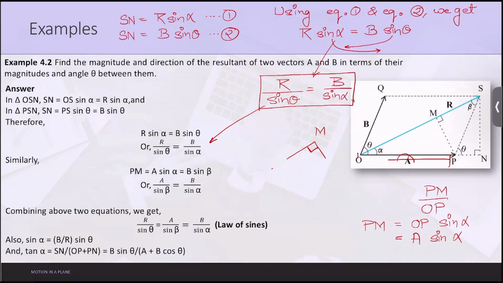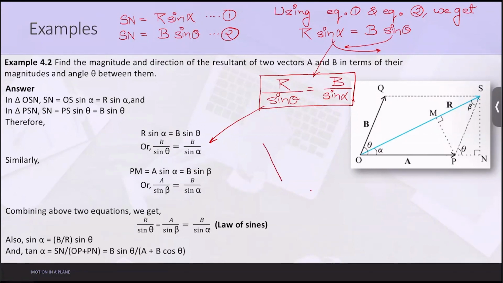Fine. So let me just clear this. Similarly, for calculating B sine beta, how can we calculate it? Let us look at this triangle here. Let me just make it here.